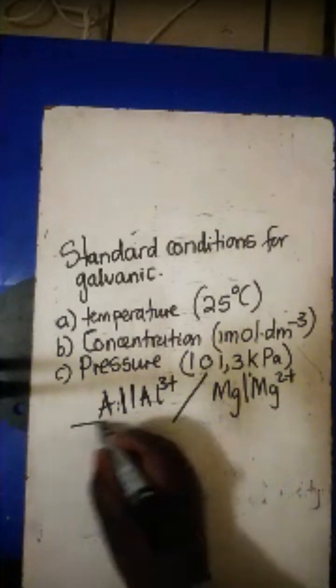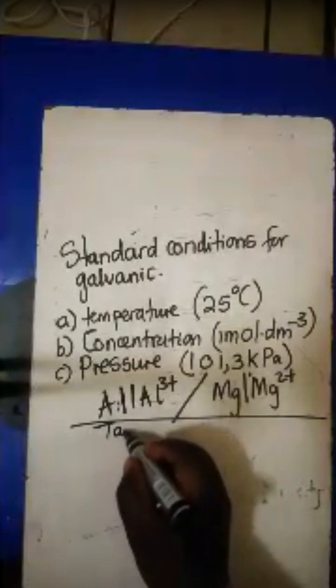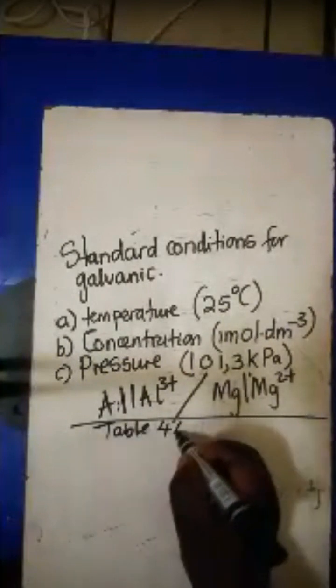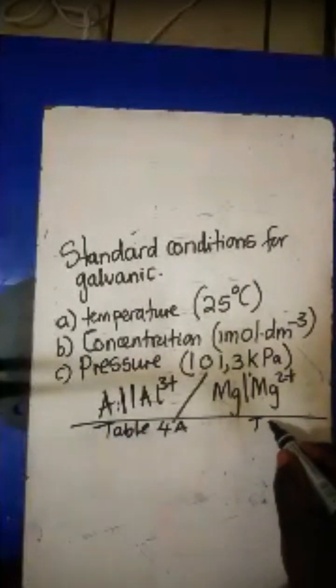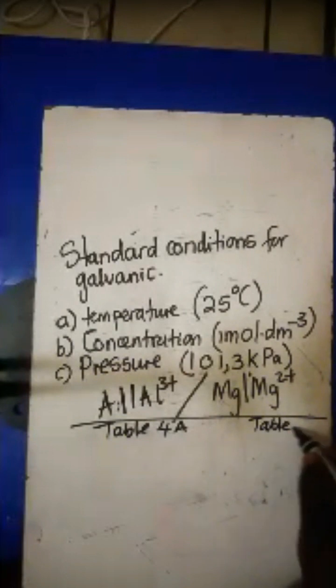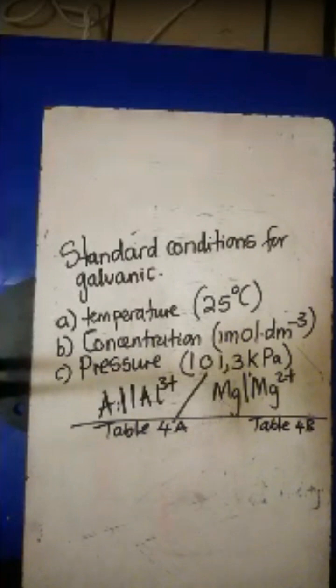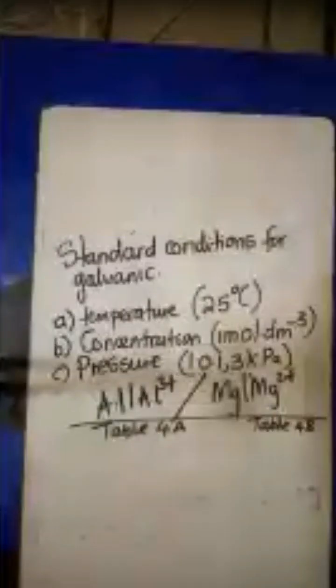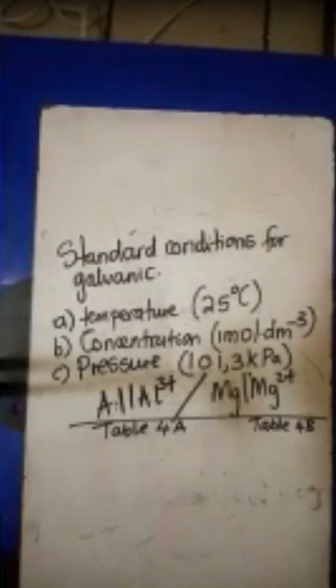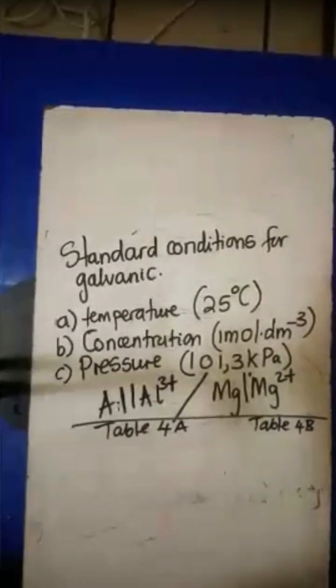I want to check there are tables, table 4A and table 4B, which have got elements with reduction potential going from lithium to fluorine. There's one in table 4A, there's one in table 4B. I'm not sure if you can see that one in your papers. Yes, ma'am. If you can see it, I love that.